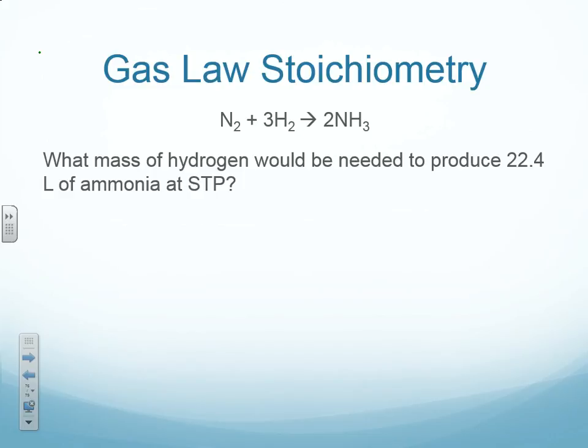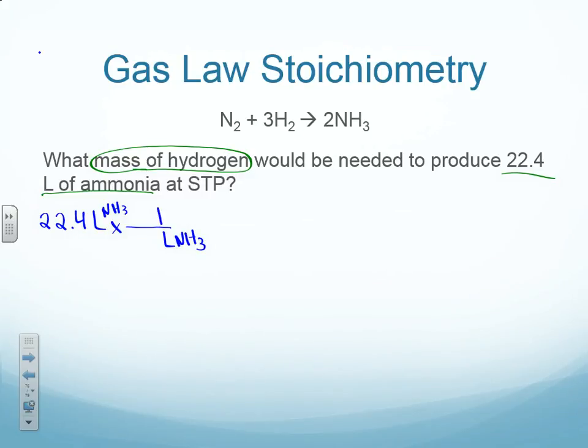Okay. So we are looking for mass of hydrogen, and we are given liters of ammonia. So we're going to solve this just like before. You would want to refer to your stoichiometry graphic organizer if you're unsure what steps to take. Okay, so we are starting with liters of ammonia. So the first step is to go from liters of ammonia to moles of ammonia. Okay, and we're going to do that using the molar volume of gas. Okay, and molar volume of gas is 1 mole equals 22.4 liters.